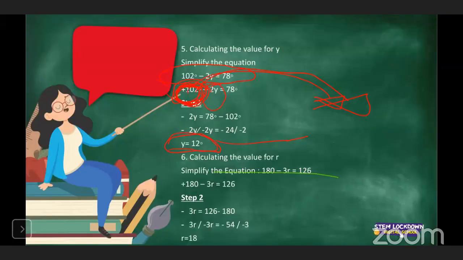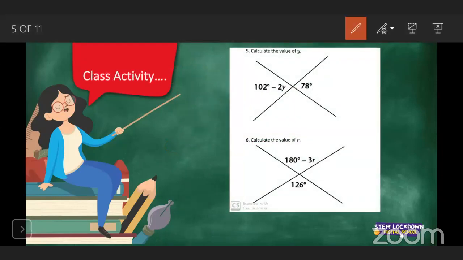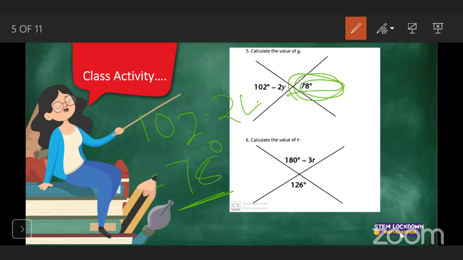Let's go back to the question. So it means that we are correct, because when we said 102 minus 24, it was 78 degrees, and that 78 degrees matches with this 78 degrees. They are vertically opposite, so they must be the same, right? Okay, so let's move on to number 6.